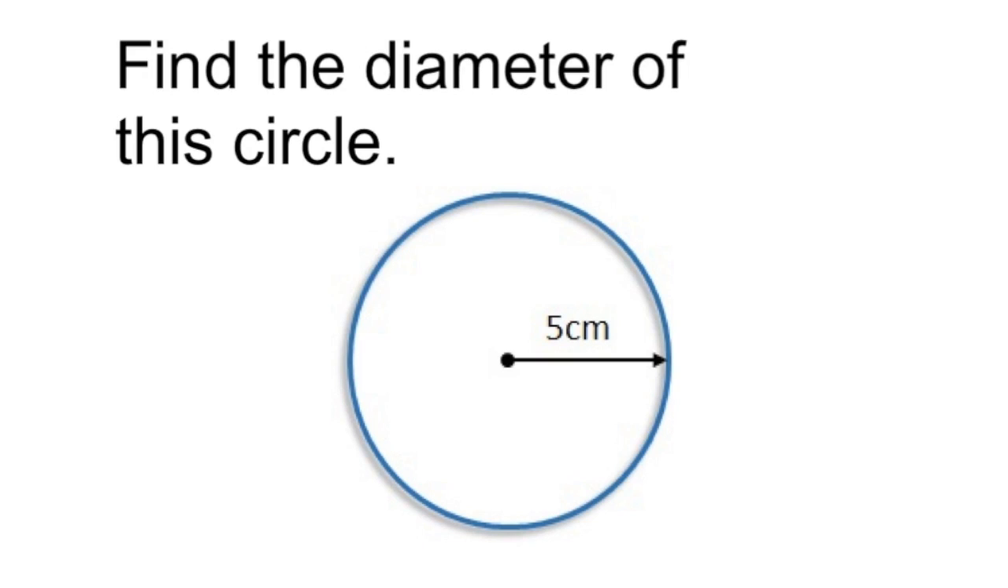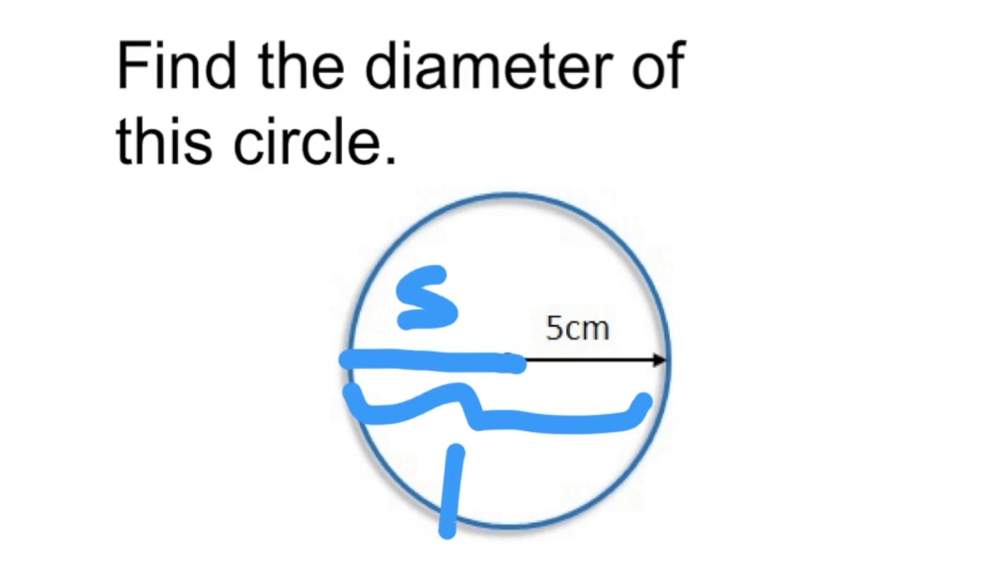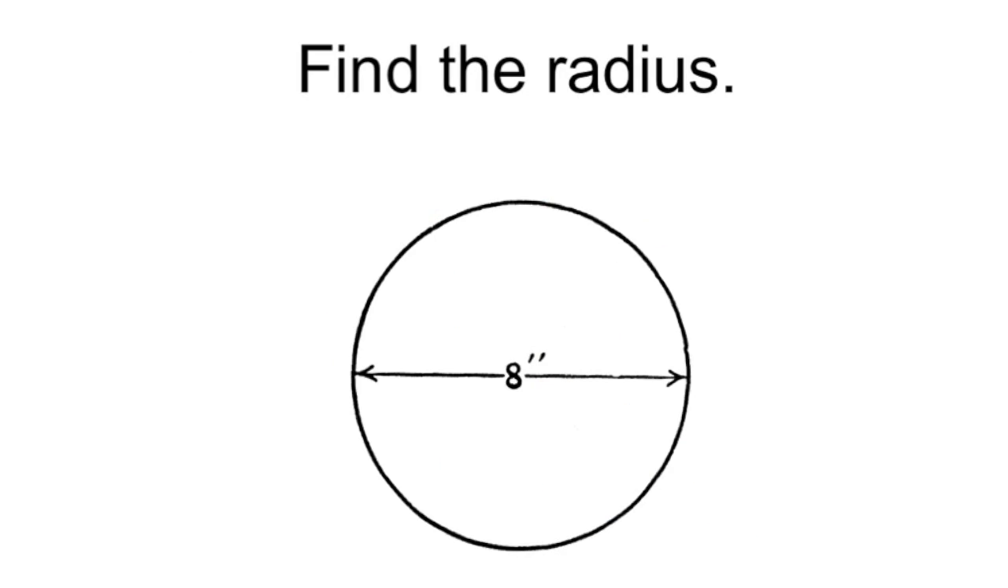This circle has a radius of 5 centimeters. What would the diameter be? Well, the diameter is always twice as big as the radius, so it's equal to 2 radiuses, or 2 radii. So 5 plus 5, or 5 times 2, is 10. The diameter is 10 centimeters long.